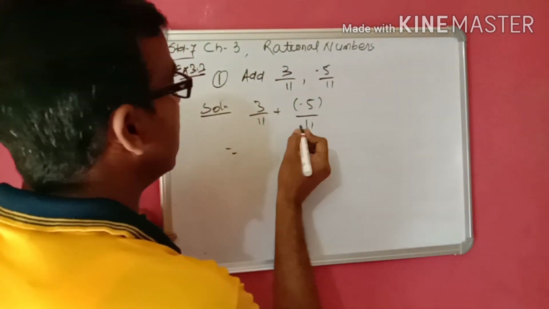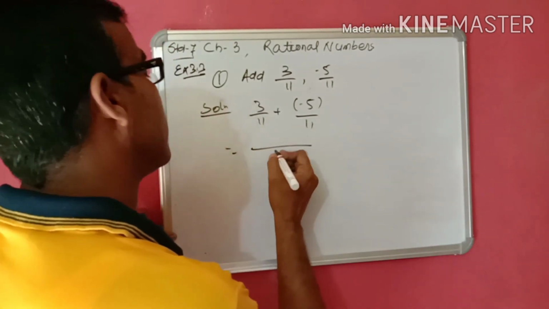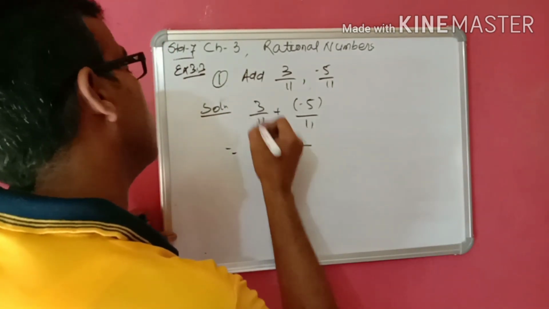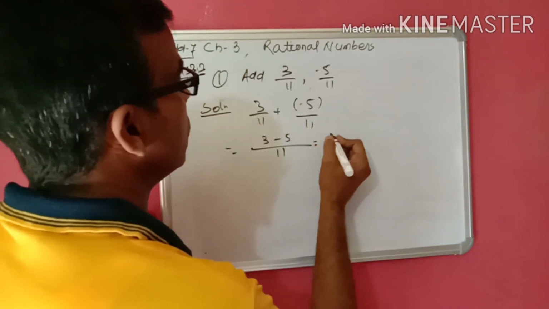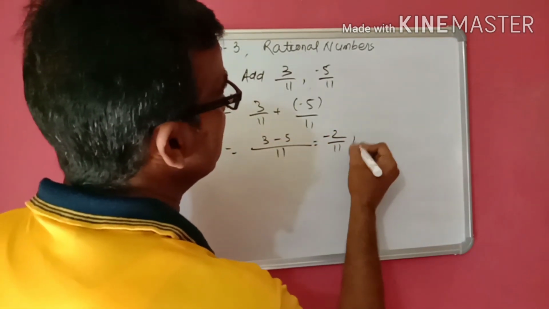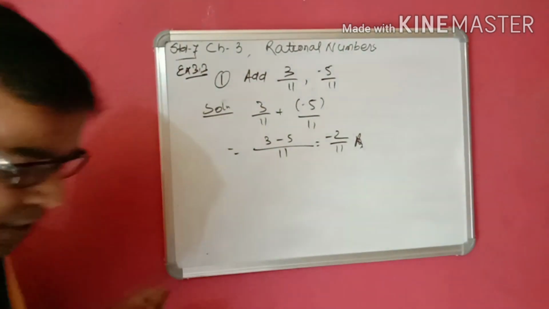Here the denominator is the same, therefore the LCM will be the same only. Therefore, this will be 3 plus minus 5. So, minus 2 by 11. This is your required answer. Please write down.